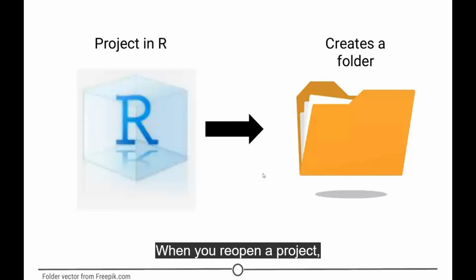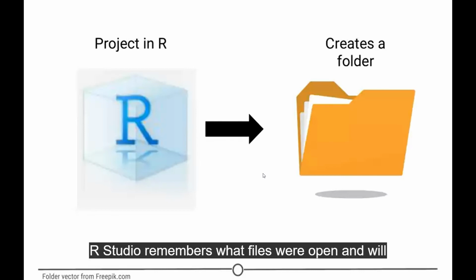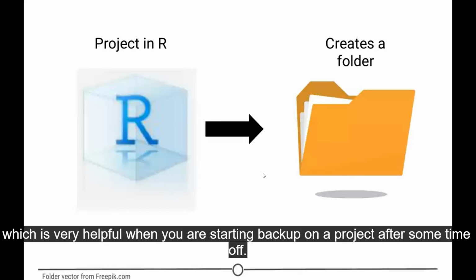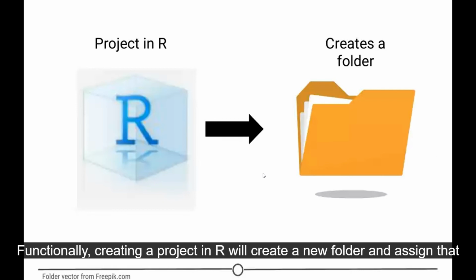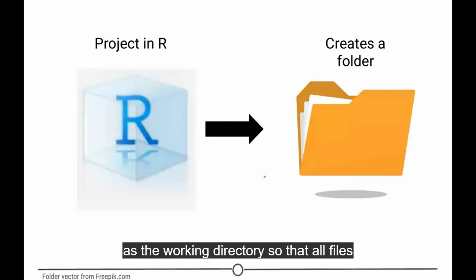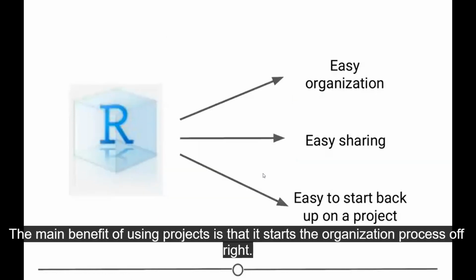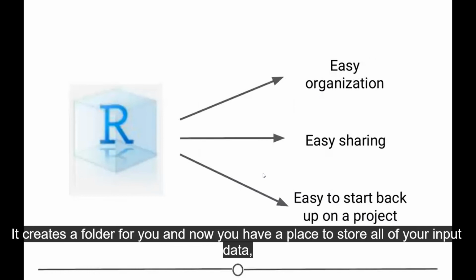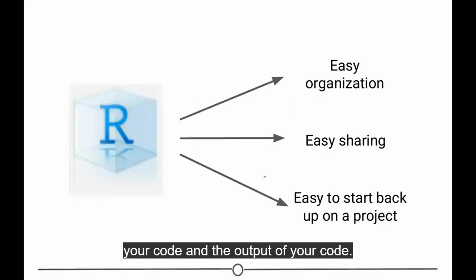When you reopen a project, RStudio remembers what files were open and will restore the work environment as if you had never left, which is very helpful when you are starting back up on a project after some time off. Functionally, creating a project in R will create a new folder and assign that as the working directory so that all files generated will be assigned to the same directory. The main benefit of using projects is that it starts the organization process off right. It creates a folder for you and now you have a place to store all of your input data, your code, and the output of your code.